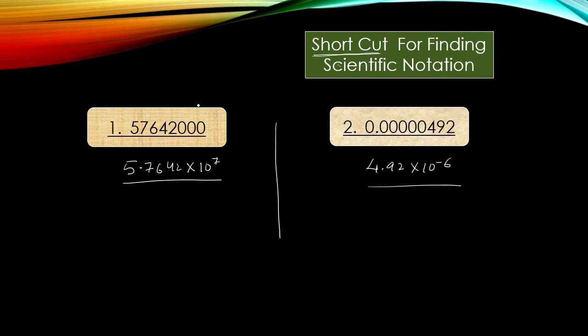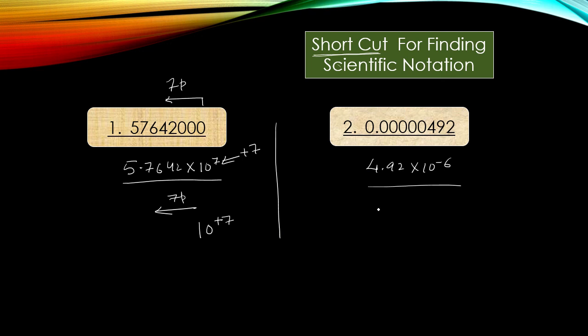Here we are finding, in the first example, decimal was shifted towards left side 7 places. That's why the index of the 10 is positive 7. That means short key is that if the decimal is shifting towards left side, then index of the 10 must be positive. If the decimal is shifting towards left side 7 places, so index must be plus 7.